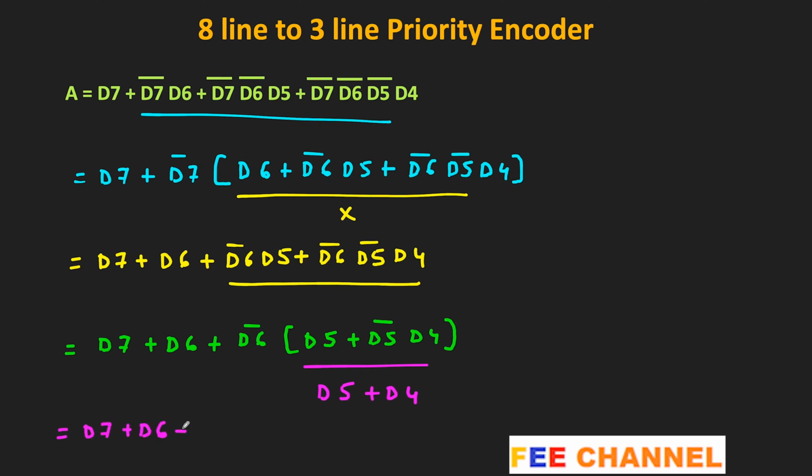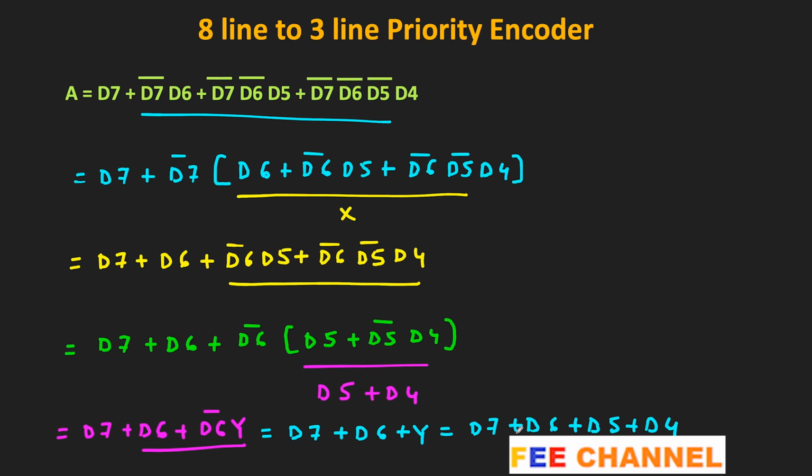Likewise, let us find the expression for B. As you can see, this output B is high when either D7 is high, or D7 is low and D6 is high, or D4, D5, D6, D7 is low and D3 is high, or D7, D6, D5, D4 and D3 are low and D2 is high. So this is the Boolean expression of the output B. Once again, let's try to simplify it.